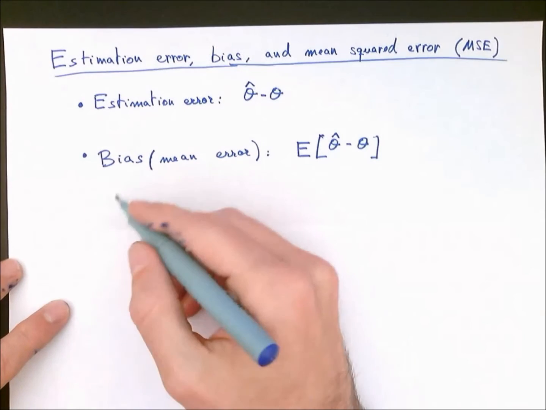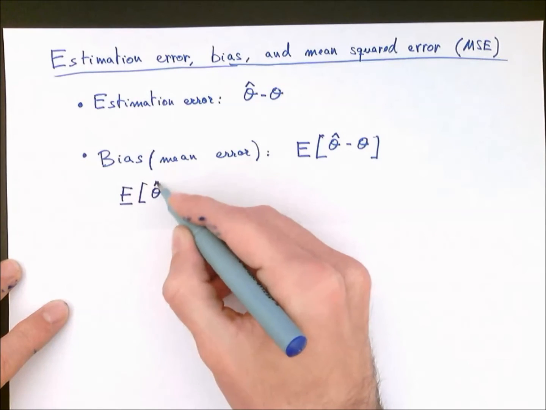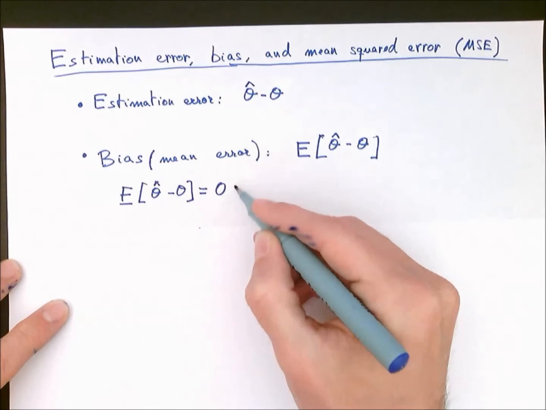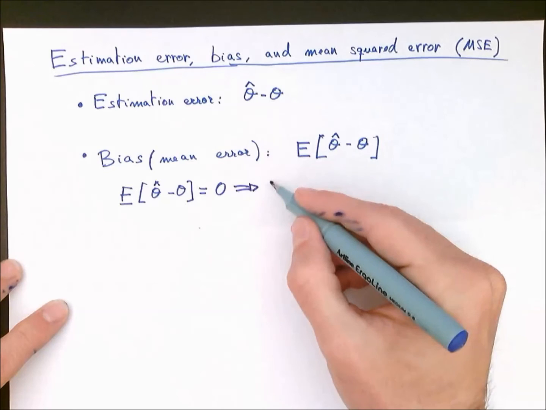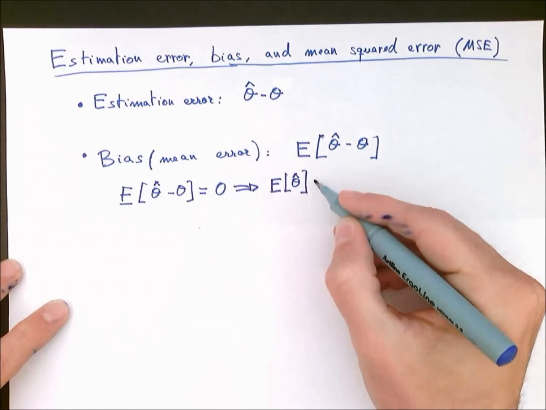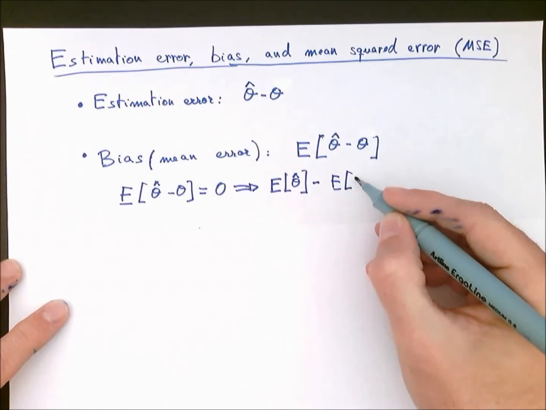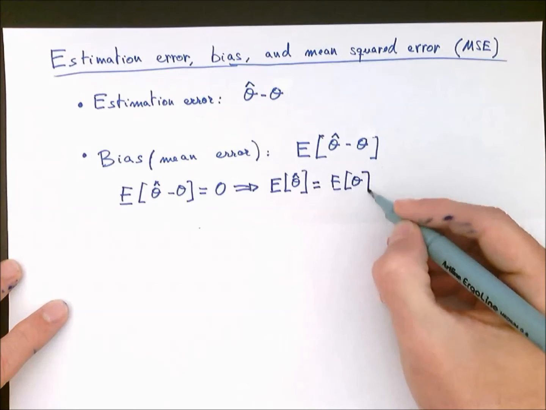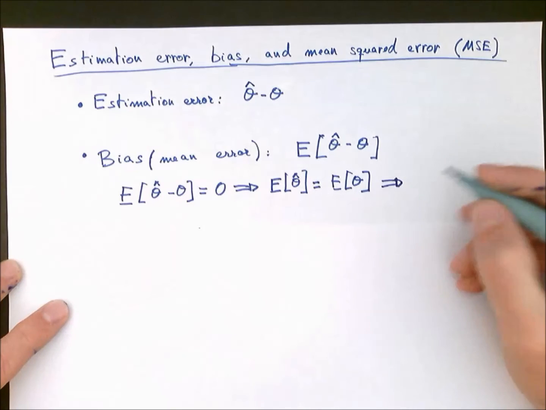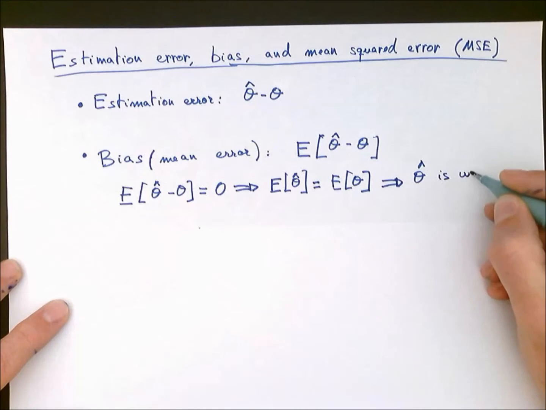Usually, we would like the estimators we design to have the property that their bias is actually zero. And this will happen whenever the expected value of our estimator corresponds with the expected value of the unknown quantity. When this is true, we say that the estimator theta hat is unbiased.